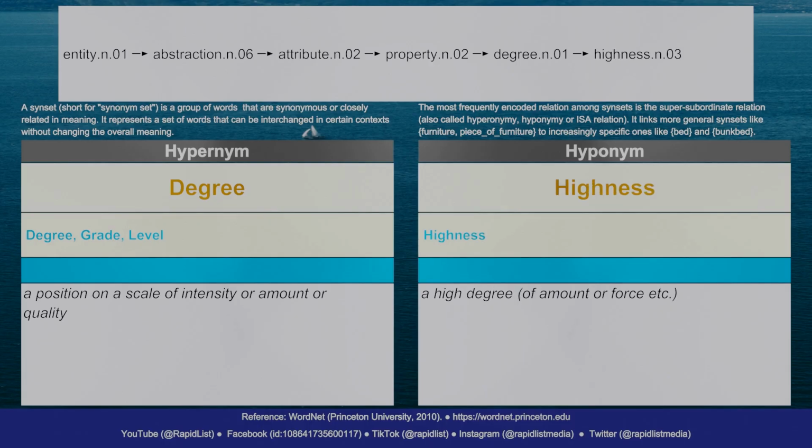Highness. A high degree of amount or force, etc. Responsible for the highness of the rates. Lowness. A low or small degree of any quality, amount or force or temperature, etc. He took advantage of the lowness of interest rates. Grind. The grade of particle fineness to which a substance is ground.